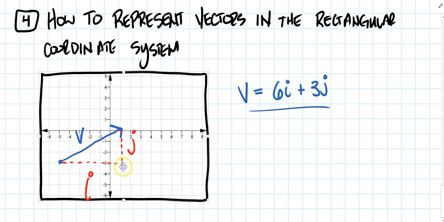All we care about is its i components and its j components, meaning how far it is left and right on the x's and how far it is up and down on the y's. We're going to use this one in the next video. Hope that makes sense to you.